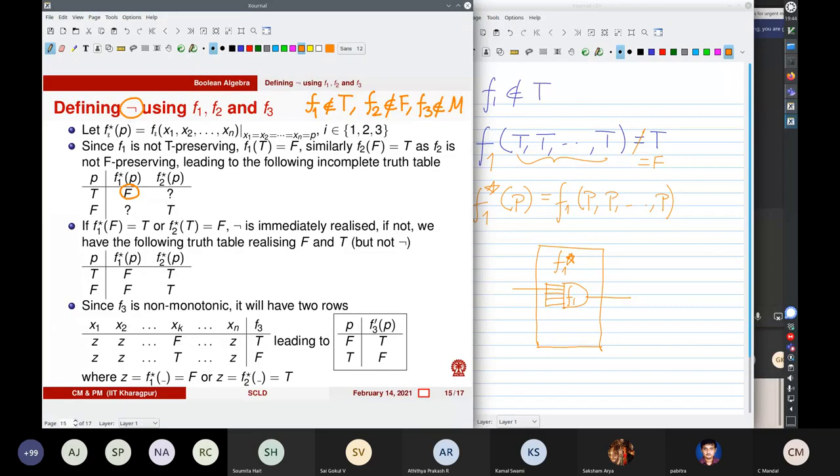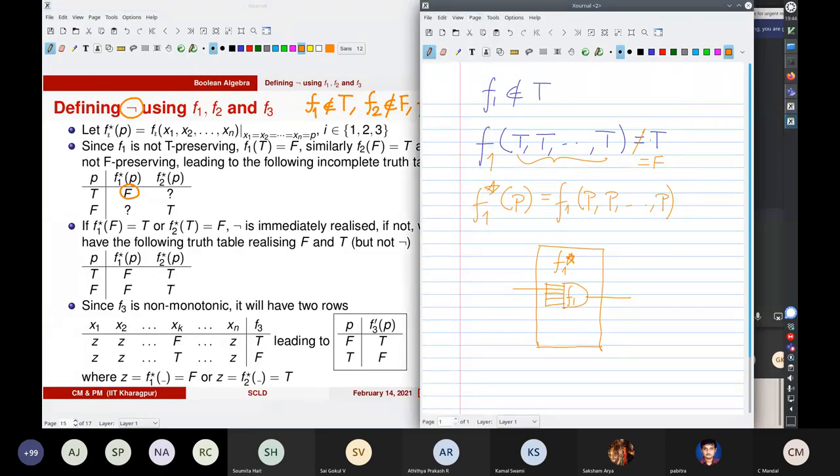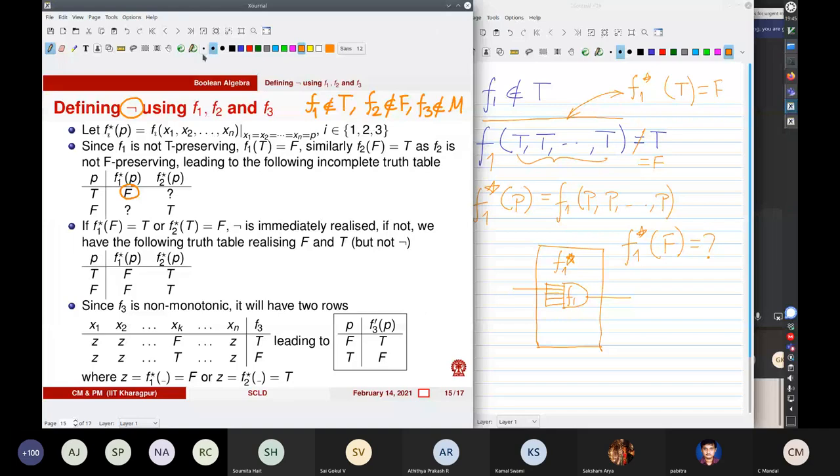Because of this, from here, what you see is F1 star T is equal to F, right? This is F1 star, this whole thing. Alright. What about F1 star F? Well, you don't know. You don't know about this.